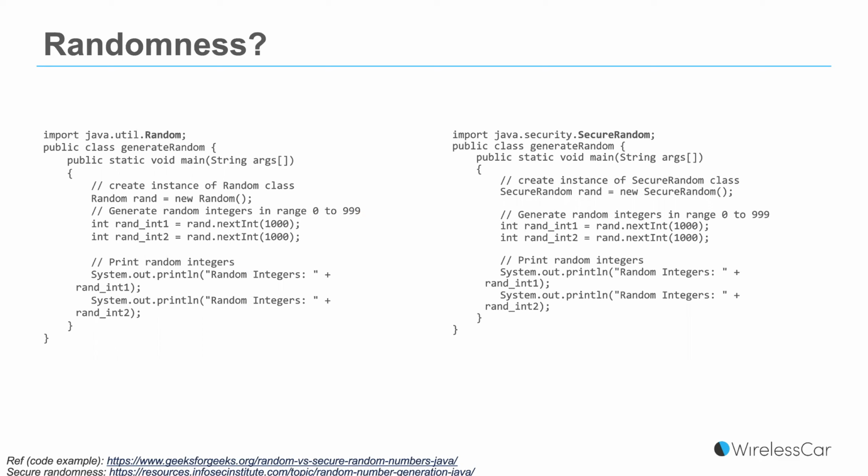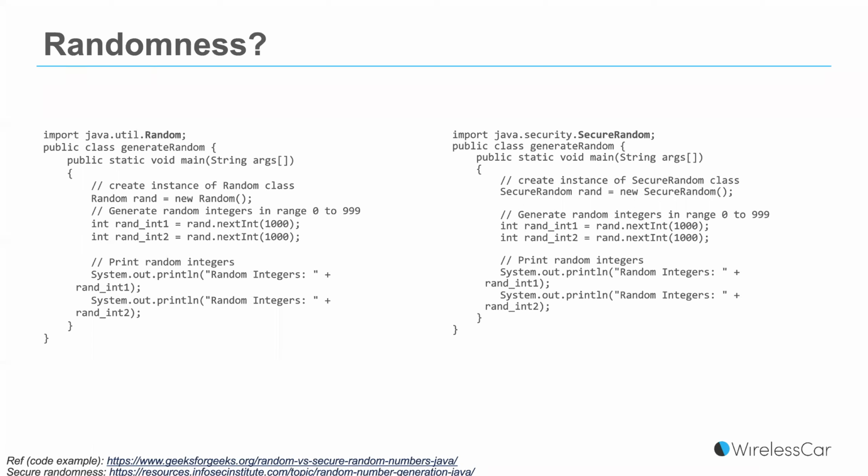Here is an example. We have two pieces of the same program. The program is rather easy. It creates two random numbers and outputs them. The left one imports java.util.Random. The right one is importing java.security.SecureRandom.